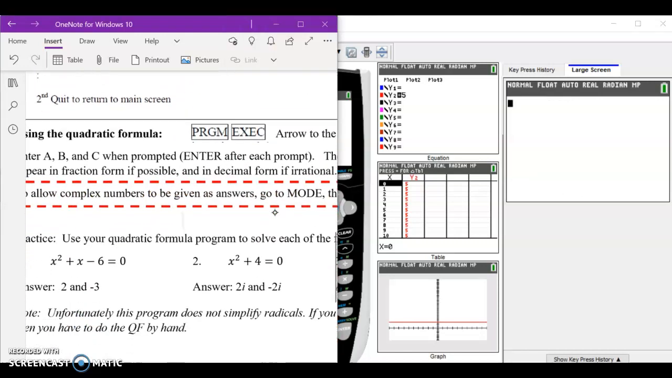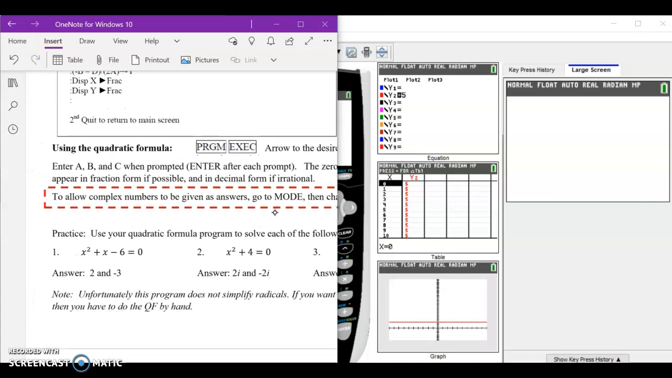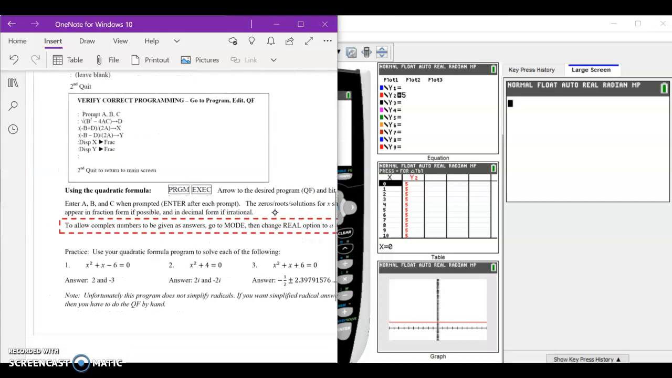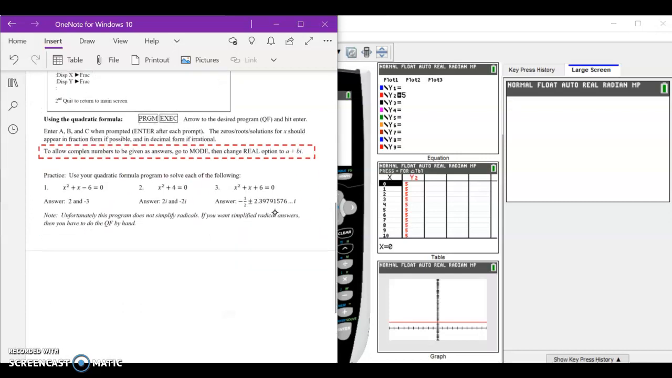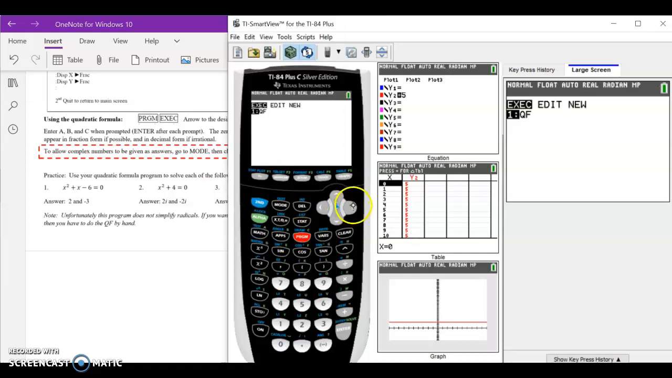So we are going to go ahead and take a look at this bottom part now. We want to use our quadratic formula. Sorry, now we can see everything. So to use it, you're going to go to program and then execute. And so we want to execute it. Let's go ahead and do this first one, x squared plus x minus 6. So program, execute quadratic formula. So hit enter. A in this case is 1, B is 1, and C is negative 6. So once you hit enter, you should get back your zeros or your roots of 2 and negative 3.